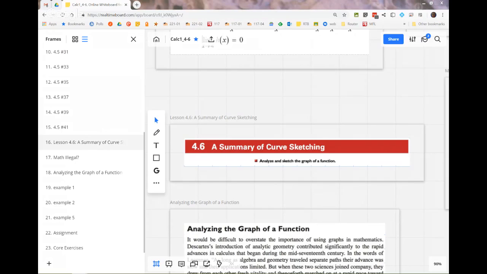Sorry about missing yesterday. We had lesson 4.5, which I think was pretty straightforward: the limits as x approaches infinity. I want to see if you have any questions on that first. 17C, please. 17C, all right.